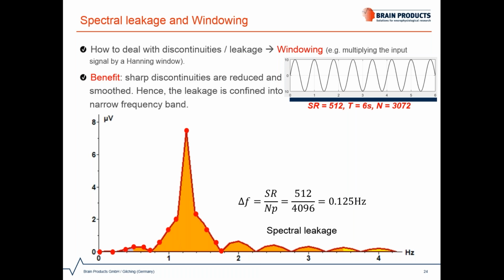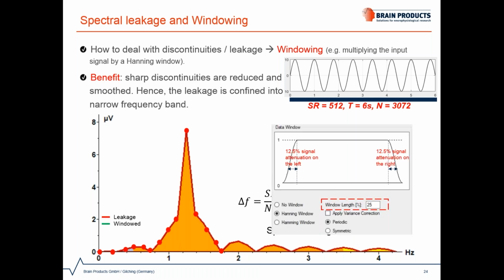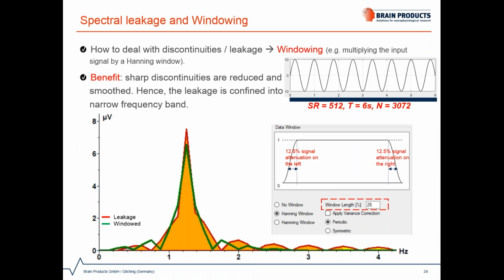Because after zero padding, we don't get a pure sine wave anymore. If we now apply a Hanning window, the windowed frequency spectrum shows how the propagated energy is now nicely confined to a narrow frequency band. In the FFT dialog, you have the possibility to adjust by how much you want to attenuate the signal. For example, here we have used 25%, which means 12.5% of the signal is attenuated from the left and right side prior to applying FFT.